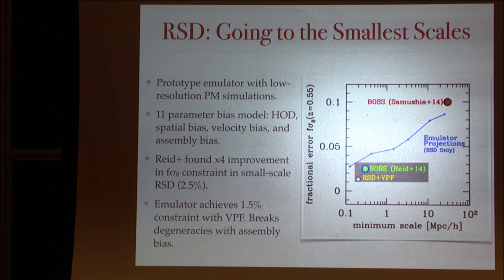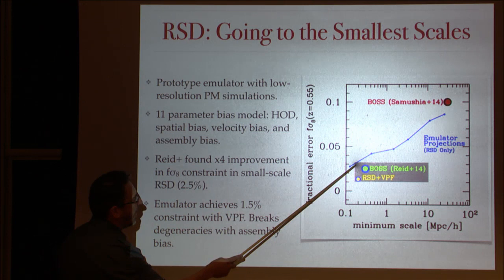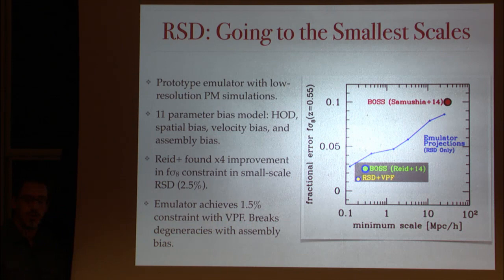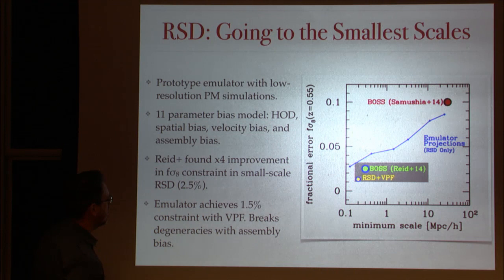And basically, we end up recovering the same result that Beth got. We get a little bit more degraded constraint on f sigma 8 because we're marginalizing over more parameters. But you can break these degeneracies between these parameters and the cosmology, especially the assembly bias, by adding in new data. So when I add in the void probability function, I now go to about a 1.5% constraint on f sigma 8 from a BOSS-like survey.